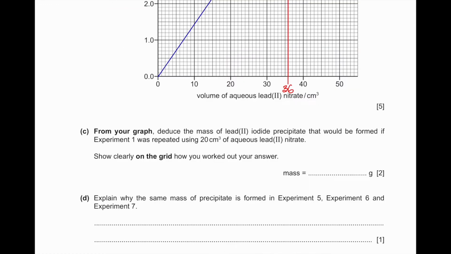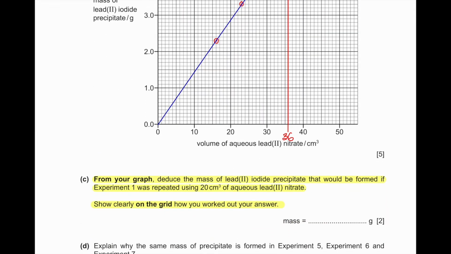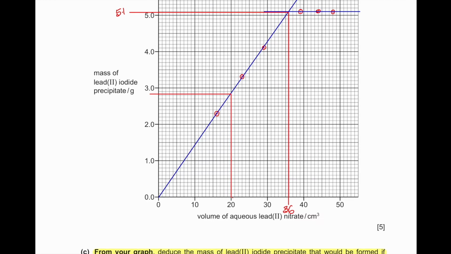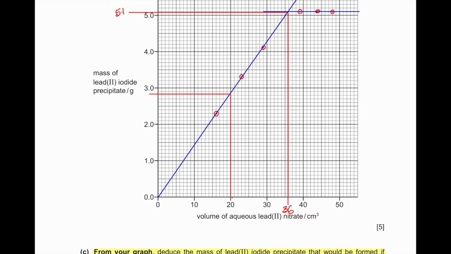The question says in part C, from your graph, deduce the mass of lead(II) iodide precipitate that would be formed if experiment 1 was repeated using 20 cm³ of lead(II) nitrate. Show clearly on the grid how you have worked out your answer. So for 20 cm³ of lead(II) nitrate, we will extrapolate. So approximately we are going to get 2.5, 6, 7, 8, 8.5.